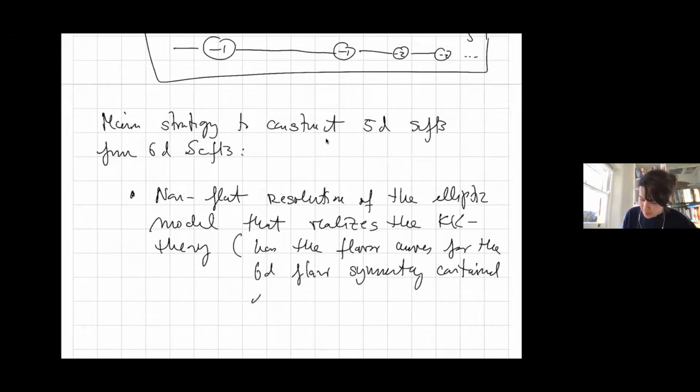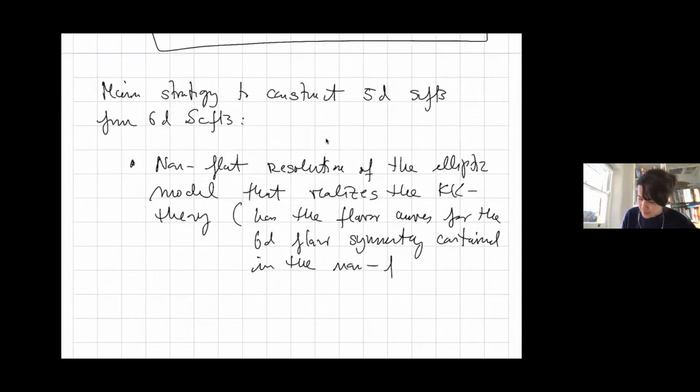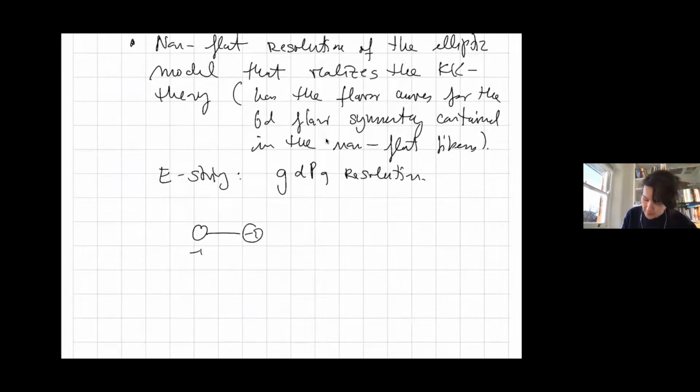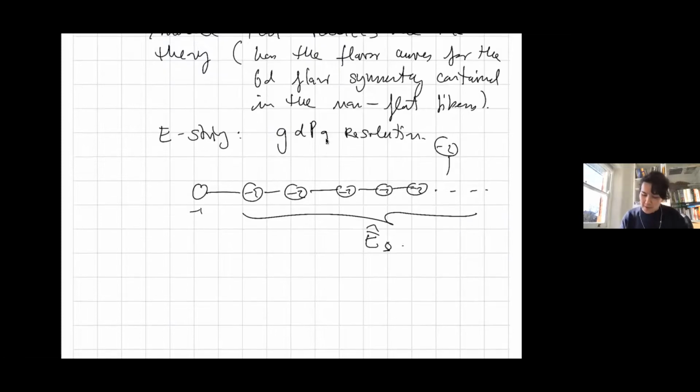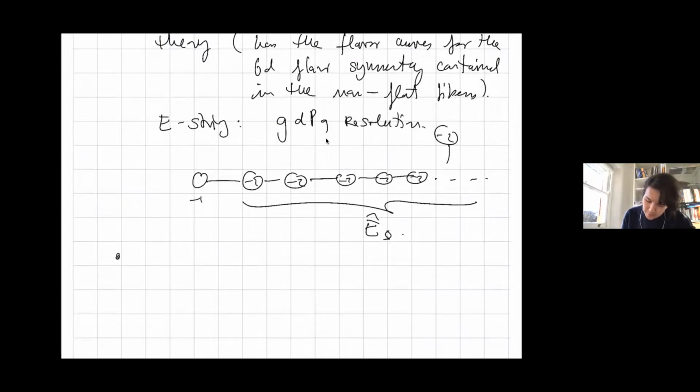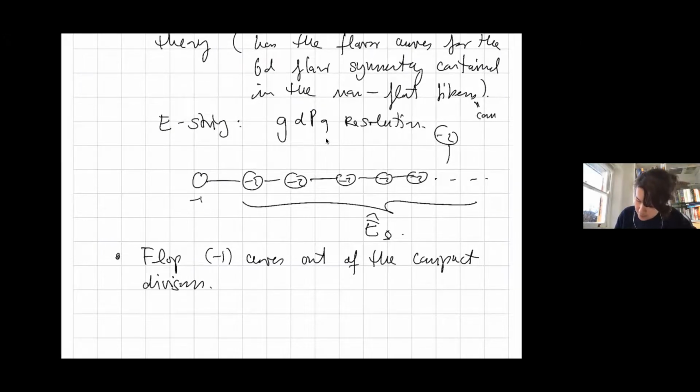Contained in the compact, in the non-flat fibers, right? So for the E string, this was the GDP9 resolution, which had essentially the diagram, there's a -1, then we have -2, -2. Anyway, the affine A diagram and this -1 curve. And then as a second step, now flop the -1 curves out of the compact divisors. Right? So these non-flat fibers, these are the only compact divisors in the top one, and then we can just keep flopping them out.